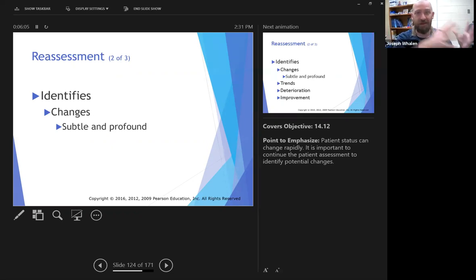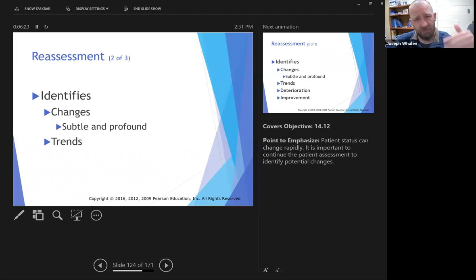So like that's a profound change. So you have to be on the lookout for little teeny tiny changes and the big ones as well. So we're looking for that in our reassessment. Hopefully something has changed. Hopefully it's gotten better, but maybe it's still getting worse depending on the patient's condition.